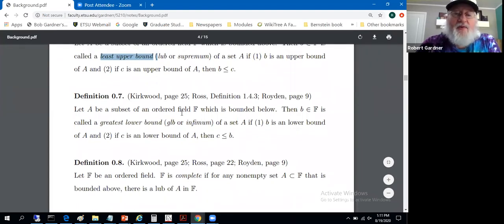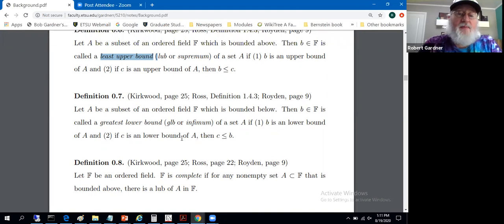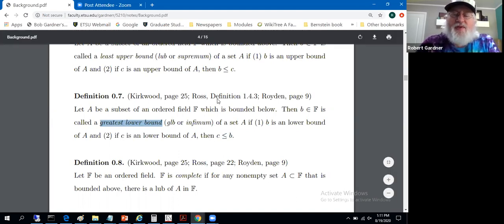Let A be a subset of an ordered field F, which is bounded below. B in the field is a greatest lower bound if B is a lower bound, so everything in the set is greater than or equal to B, and there is no greater lower bound. If C is a lower bound, then C is less than or equal to B, excuse me. I said it wrong. There is no lower bound greater than B. B is the greatest lower bound, also called infimum. So the words really describe what we're dealing with in terms of least upper bounds and greatest lower bounds.